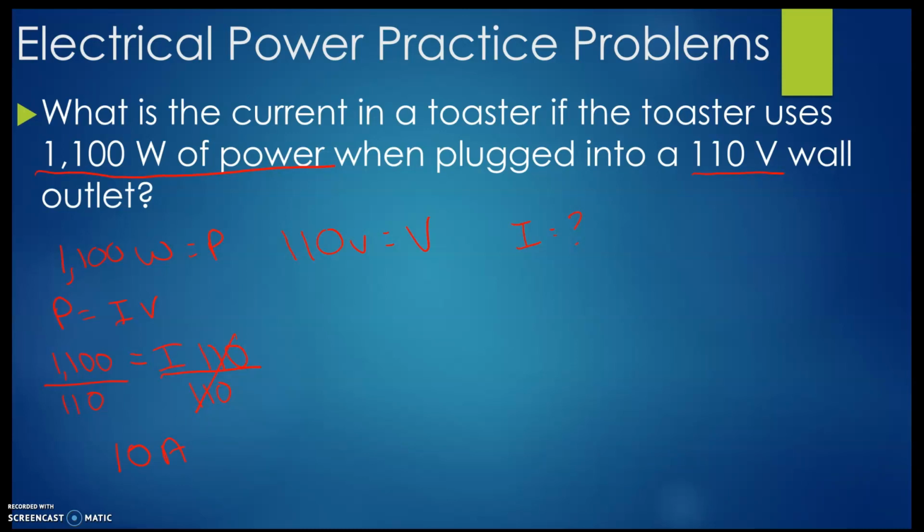Or we could also, since we're looking for current, just do I equals our power divided by our voltage and plug our numbers in that way. So our power is 1,100 watts divided by our voltage, 110, and that's also going to give us 10 amps.